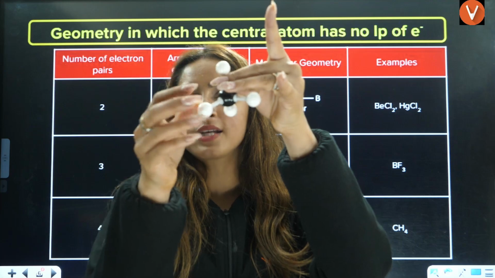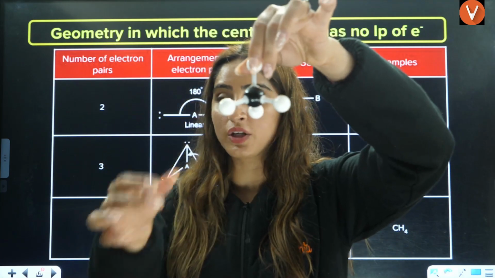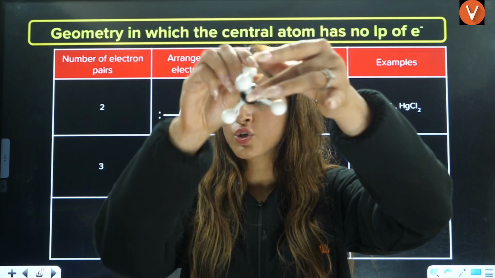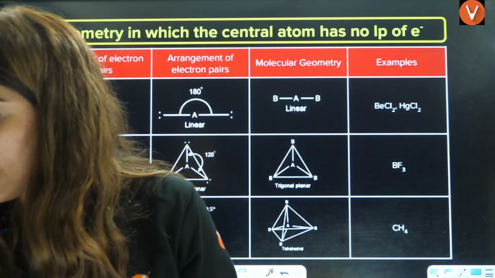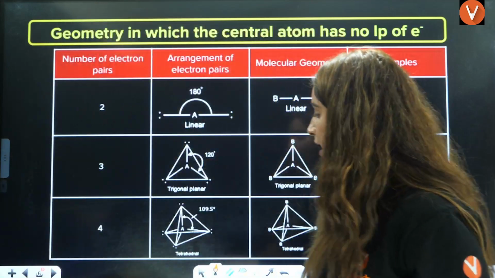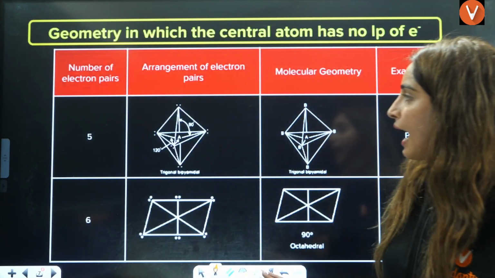When this is at 109, and this is at 109, all the angles are at 109 degrees with each other. You can reverse this also. So all the things are actually symmetrical with each other, right? That is called the tetrahedral angle, which has a 109.5 degree angle.